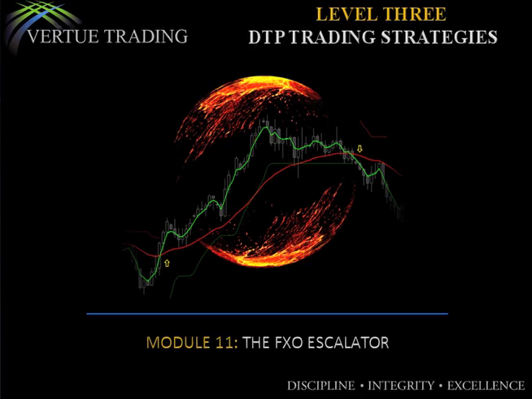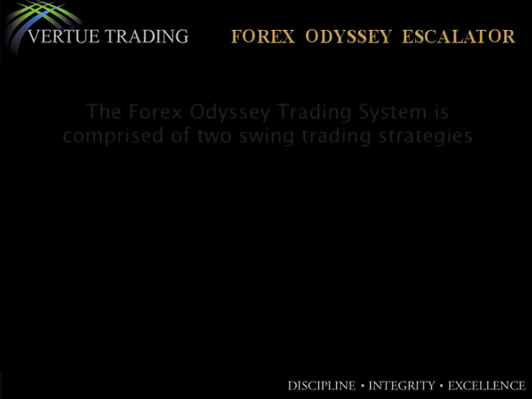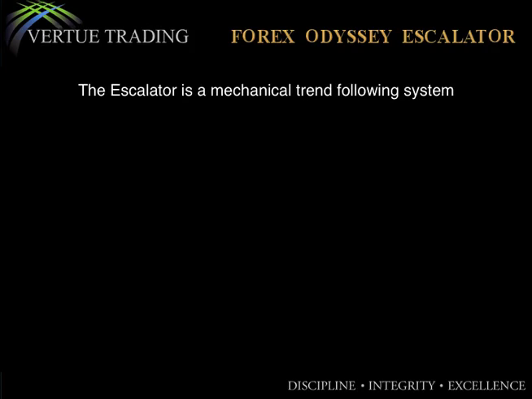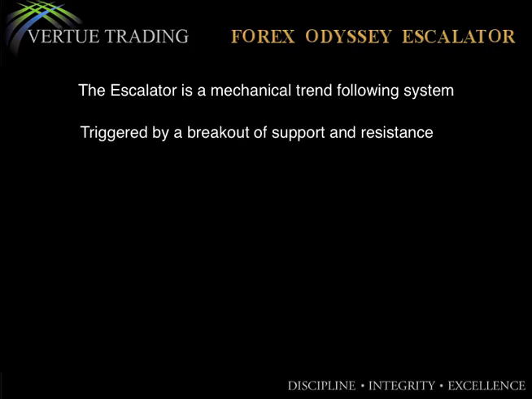Hi guys, in this level we'll start looking at the strategies that make up the DTP systems. The Forex Odyssey swing trading system comprises the Paymaster strategy and the Escalator. The Escalator strategy is a classic trend following system. It relies on breakouts and trend reversals based on price volatility measured by the Super T indicator and moving average crossovers. The Escalator strategy works successfully on most timeframes.